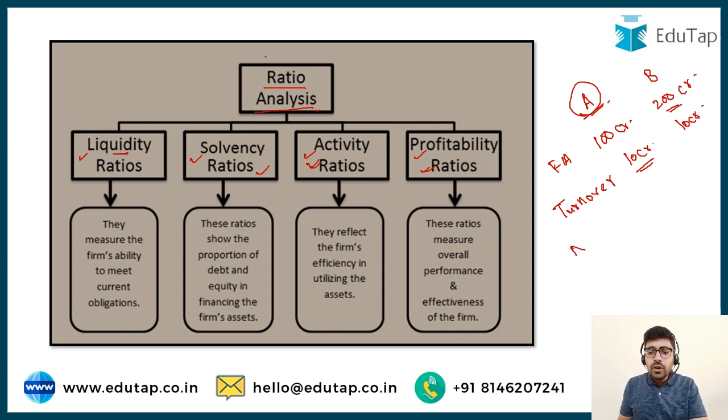Profitability ratio, like we talked about, net profit ratio. We compare the net profit and the sales. So they are simply going to relate to the overall profitability, overall performance of the company. We are going to study all these classifications, all these ratios in more detail in the form of the MCQs.